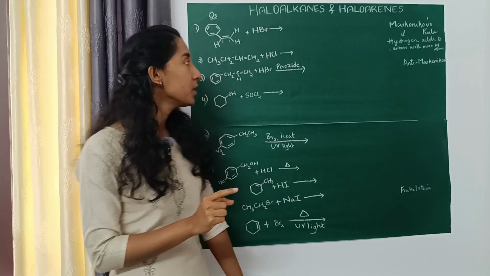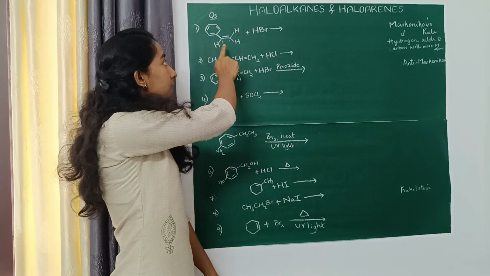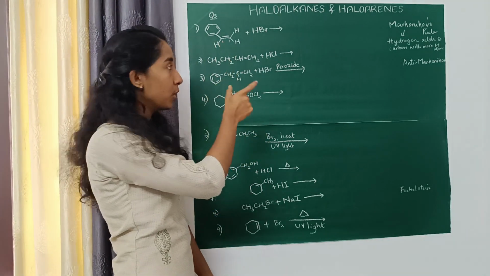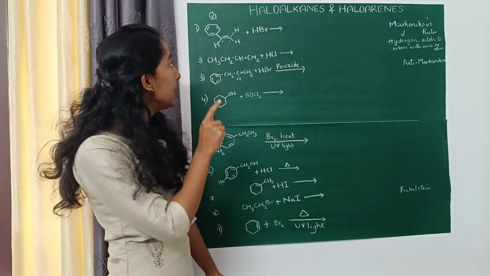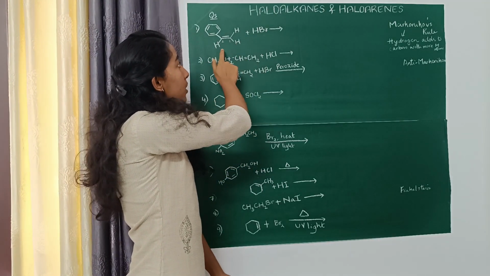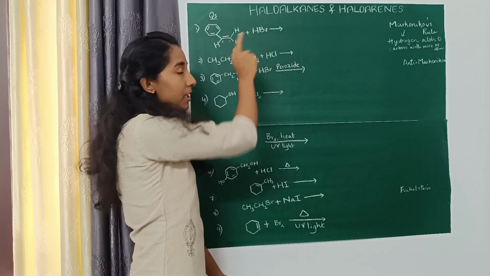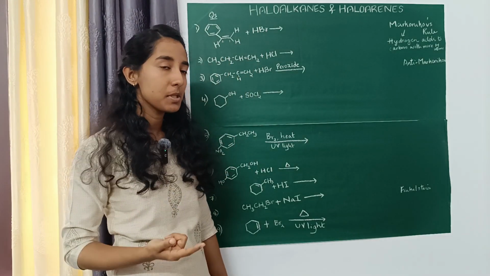Okay, so in the first question what you can see is a molecule with a double bond, and you add HBr. So basically it is an addition reaction. This molecule reacts with HBr. So how will the reaction proceed?